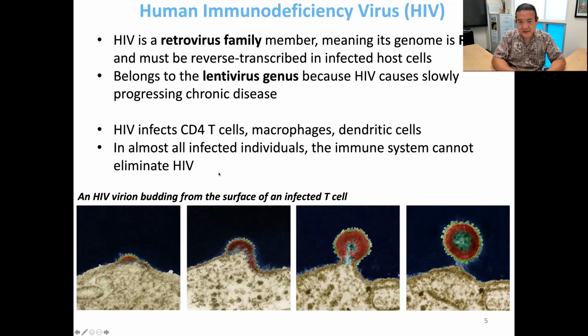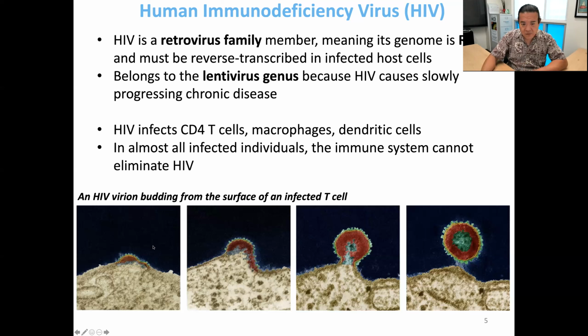The host target cells inside of the human body are cells of the immune system. So HIV preferentially infects CD4 helper T cells, macrophages, and also dendritic cells. And over time, in almost all infected individuals, eventually the immune system cannot fully eliminate HIV. So there's always a pool of HIV in the body. And of course, over time, if the cells that are preferentially being infected and destroyed by the virus as part of its normal life cycle are these critical immune cells, that's what leads to immunodeficiency over time.